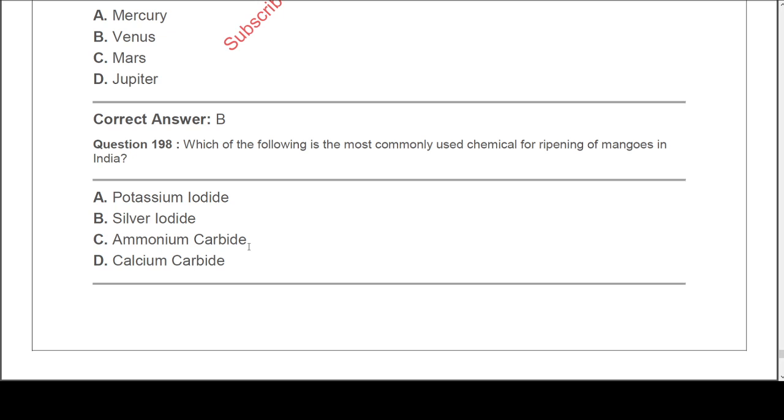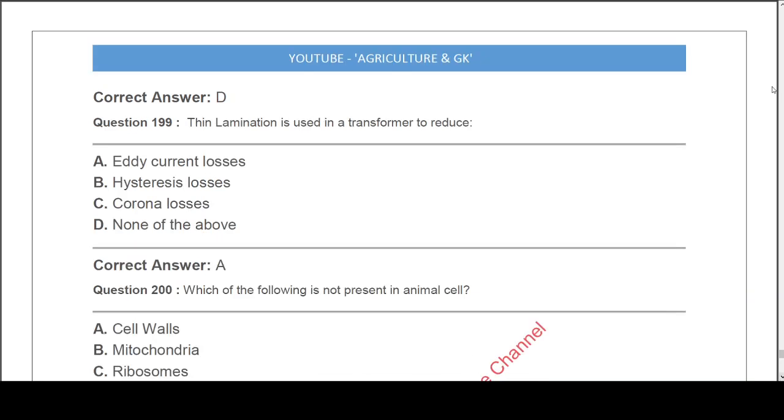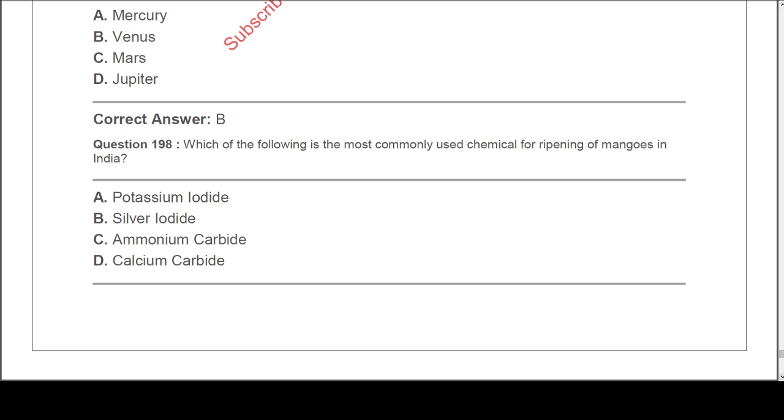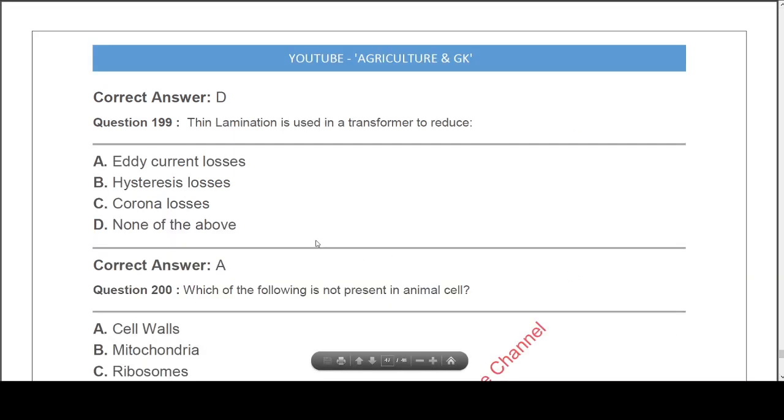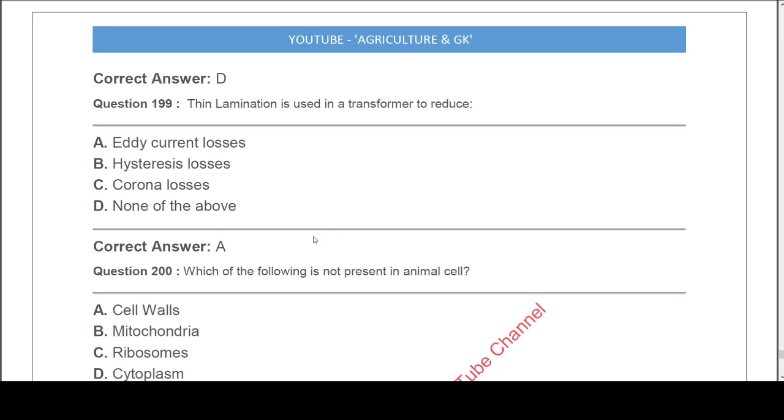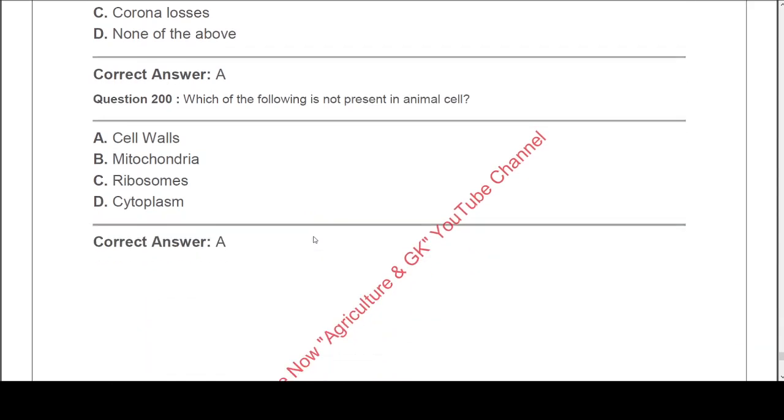Which of the following is most commonly used chemical for ripening of mangoes in India? It is option D, calcium carbide. Then here comes the final questions. Thin lamination is used in a transformer to reduce option A, eddy current losses. Which of the following is not present in animal cells? It is the cell wall. Option A.